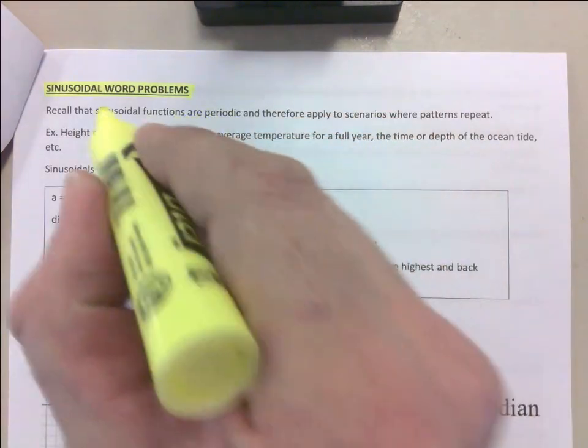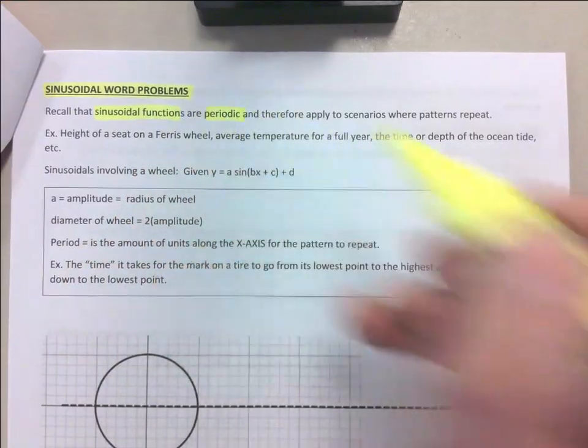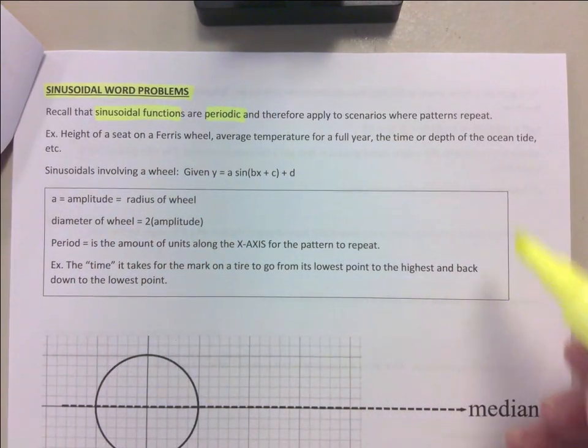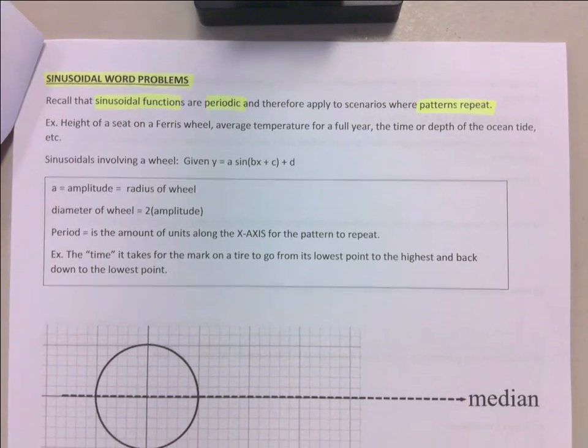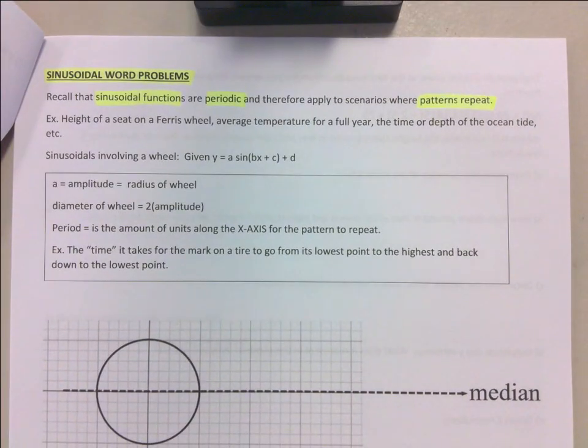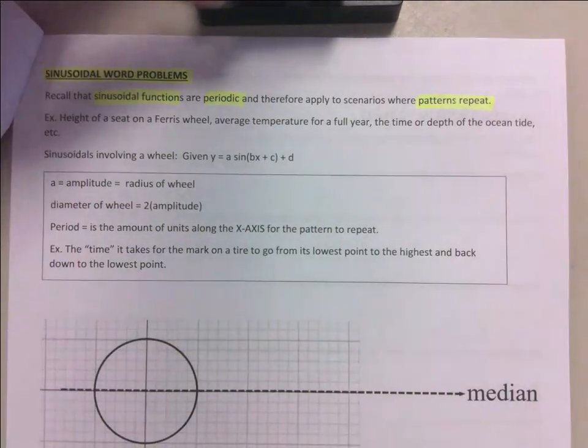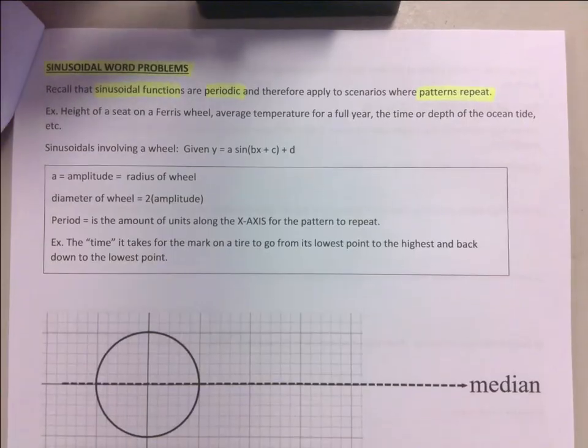So sinusoidal functions are periodic, and so the patterns will repeat, okay? So the height of a seat on a Ferris wheel, the average temperature for a full year, time or depth of ocean tides, etc. The amount of daylight that you have on any given day is periodic.